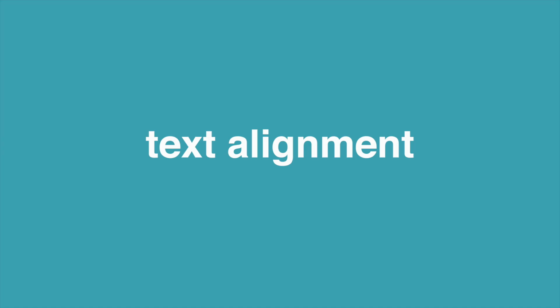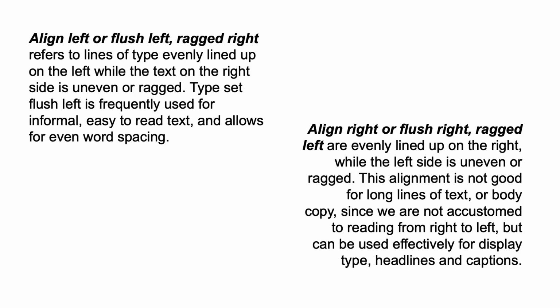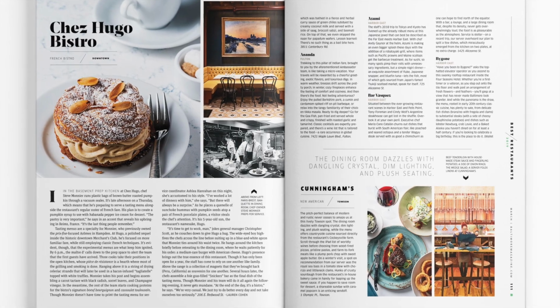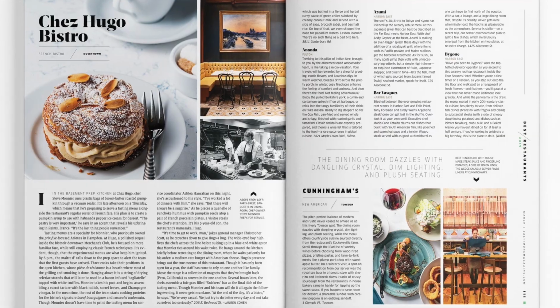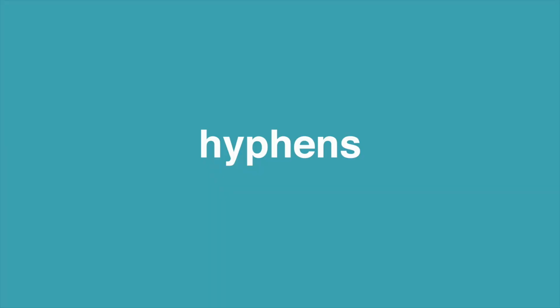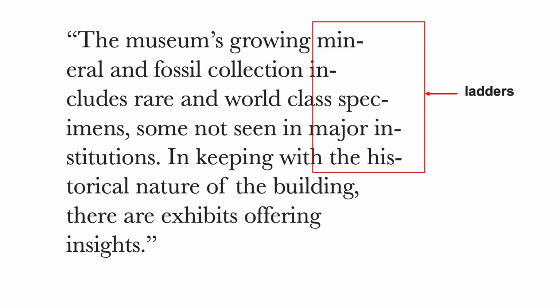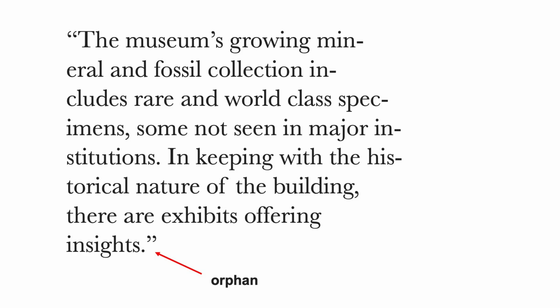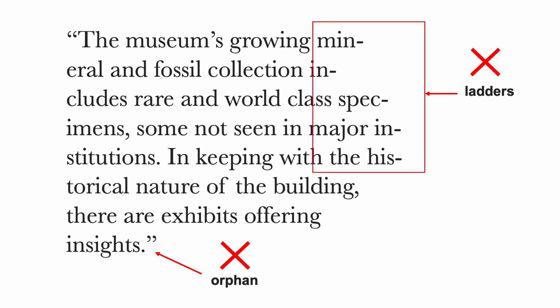Text alignment. Text can be aligned left, right, center, and justified in designs. Align left is the preferred type of alignment for large bodies of text. Hyphens. When there are too many hyphens, it can create ladders and be hard to read. Orphans. Orphans are a single word that may sit alone at the end of a paragraph of text. Remove hyphens and orphans from your designs as much as possible.